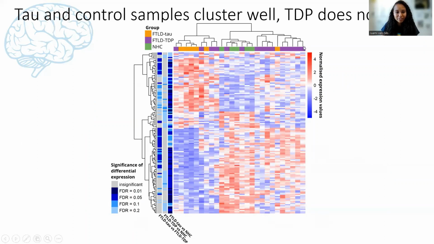Now, the first thing we see in this clustering figure, so at the top, you see the clustering of the different sample groups, and on the left you see the clustering of the different proteins. Now on the top you immediately see that the tau and the control groups form very well defined clusters, whereas the TDP group is more heterogeneous.